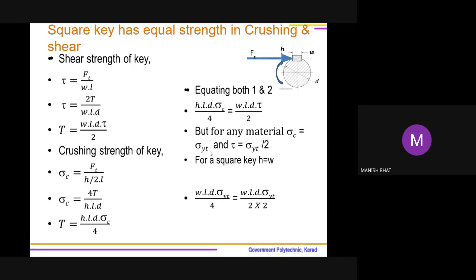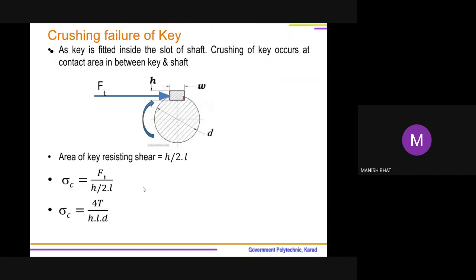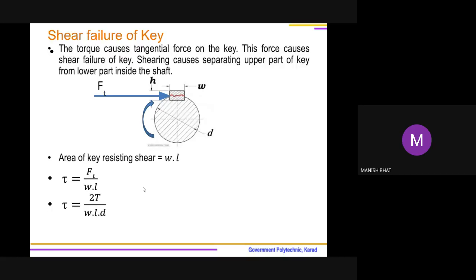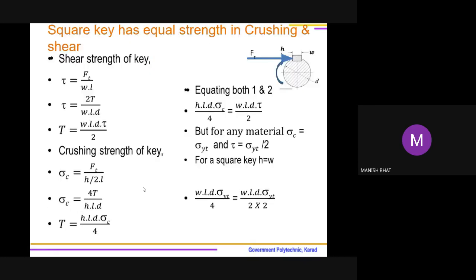So W width, H the height, and length are the three different sizes of any key, right? So here we are in position to design this square key. Now, in this relation, in case of crushing, H and L two are unknown, and in case of shear also, W and L are unknown. There are two unknowns likewise.